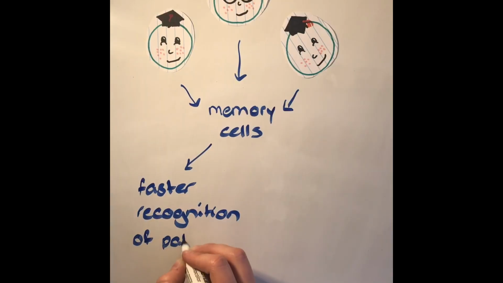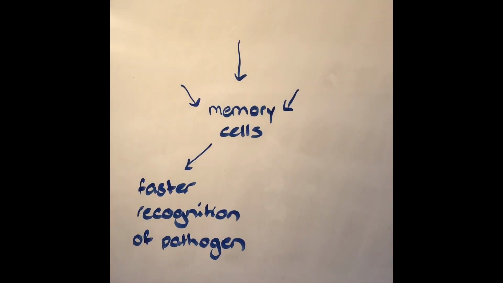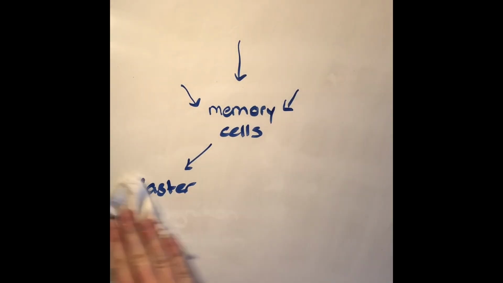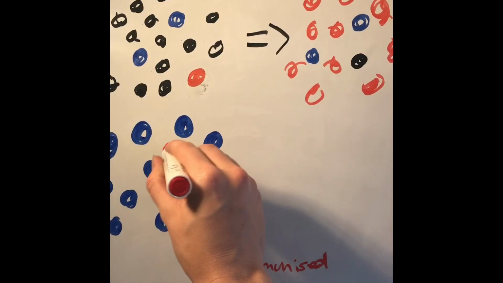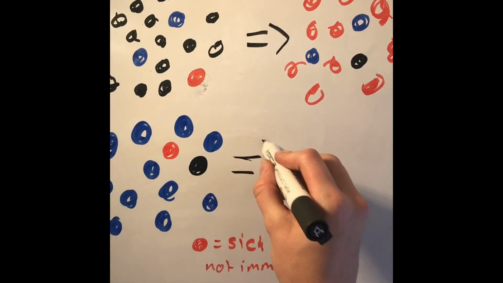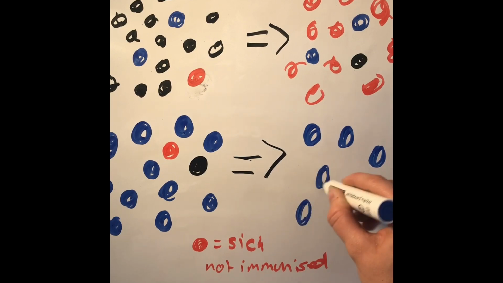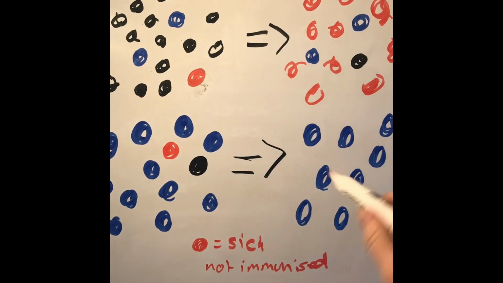Vaccination is an effective procedure to stop the spread of disease, as it creates memory cells, which create a faster immune response and recognition of the disease. It is also effective to stop the spread of disease through herd immunity. The blue dots are immunised people, the red dots are sick not immunised people, and the black dots are not immunised people. The top diagram shows that the lack of immunisation amongst the population results in an easy spread, whilst the bottom shows that a high immunisation rate makes the spread limited.